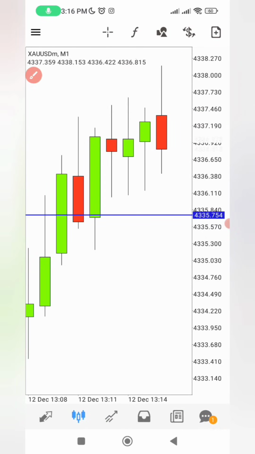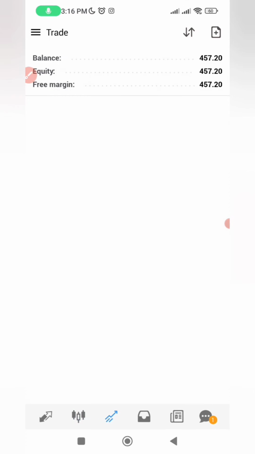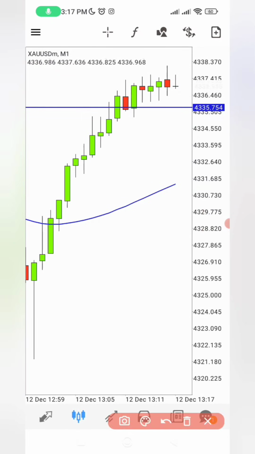But just by doing this, you'll be able to get 100% sure trades. We are still in a buy direction. We are above this level, and the closer we get to this level, the better it will be for us to enter buy trades.